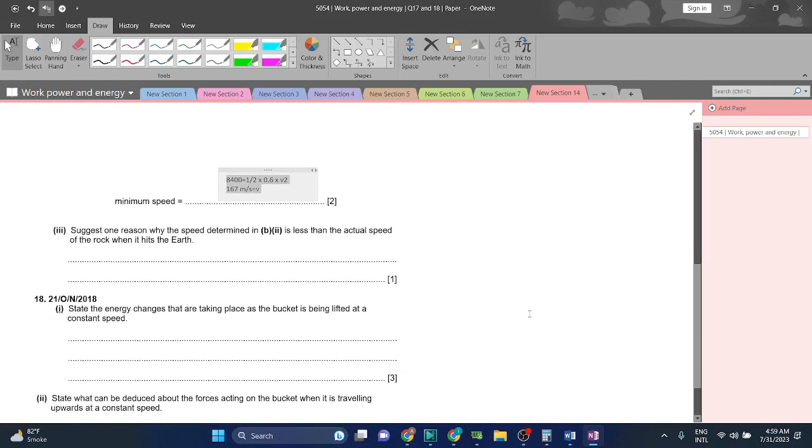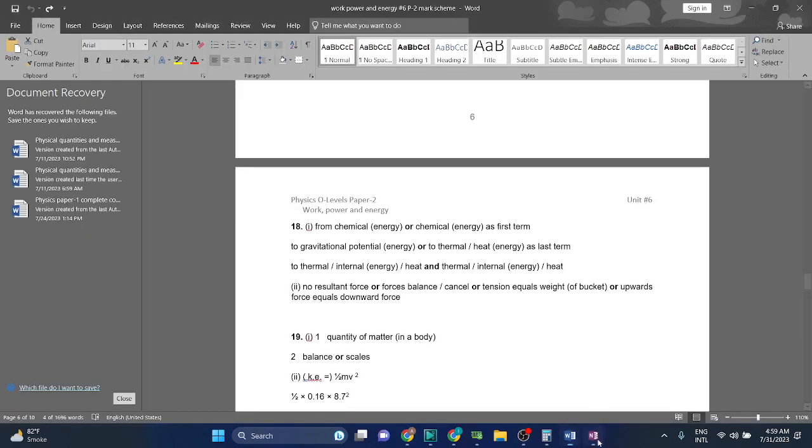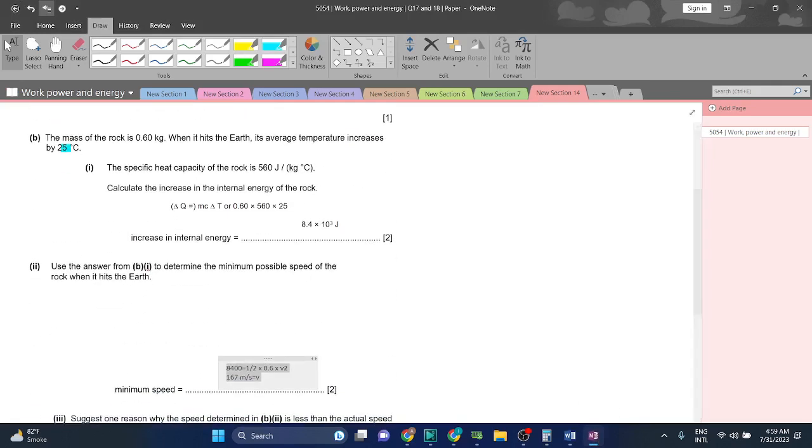Part 3: suggest one reason why the speed determined in B2 is less than the actual speed of the rock when it hits the Earth. As I told you, the answer we get in an ideal situation is correct only in an ideal situation. There are multiple different factors by which the rock is affected, like heat can be transferred into the surroundings, air and so on. So that is the answer to 17.